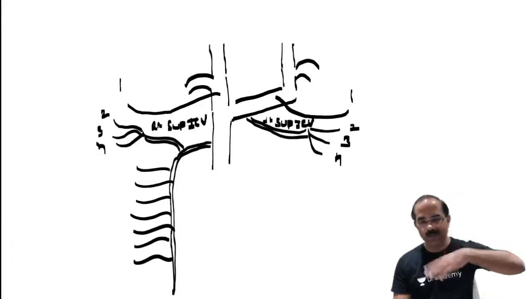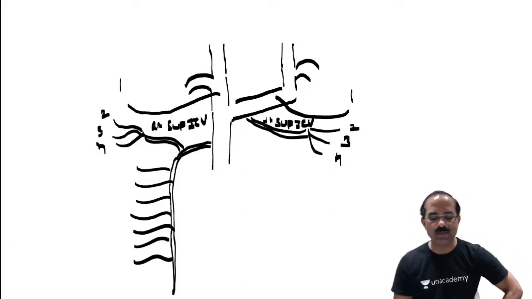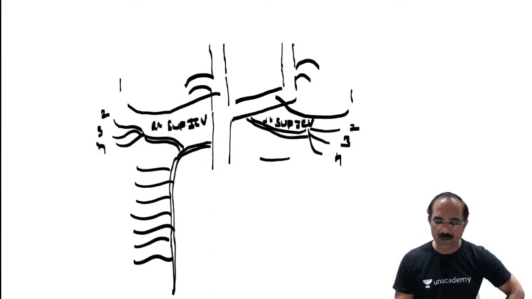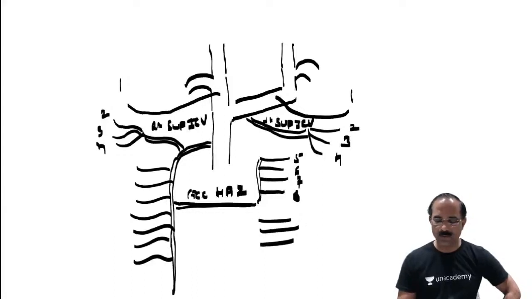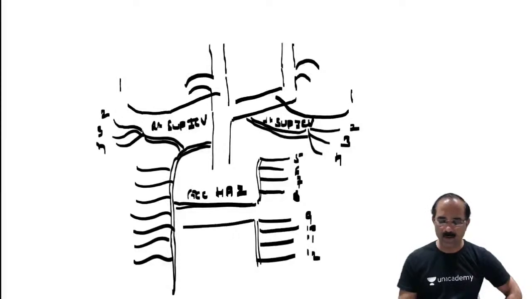Now, all the veins on the right side drain into the azygous vein. On this side, 5, 6, 7, 8. Is that clear? 5, 6, 7, 8 on the left side join to form a vein here. Its name is the accessory hemiazygous vein. 9, 10, 11 and 12 join to form a vein here, and this is the hemiazygous vein.